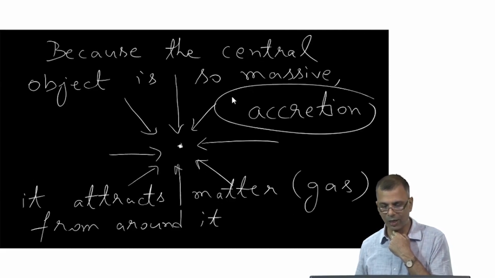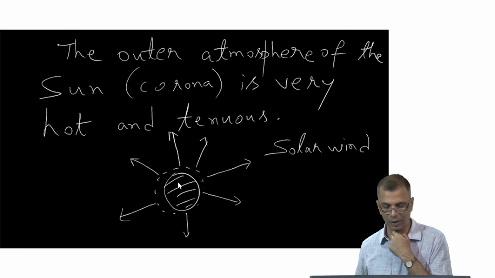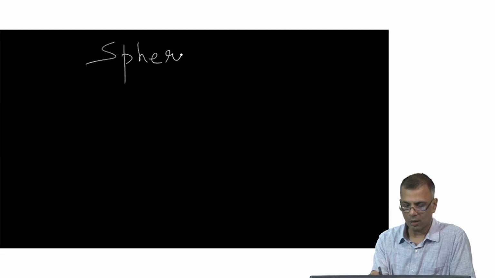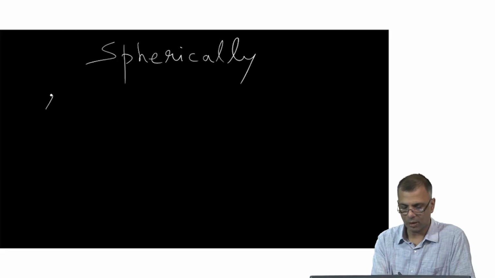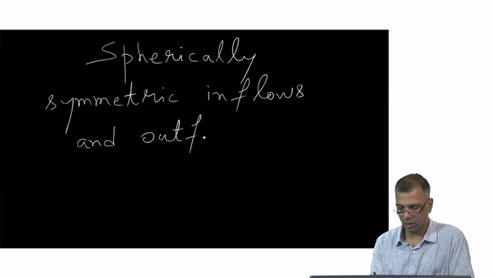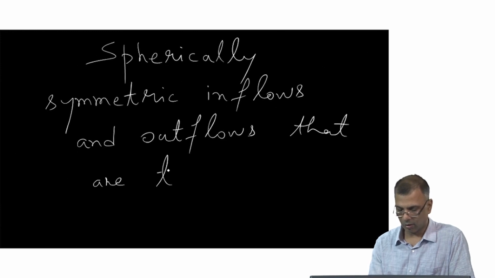Okay, so now by way of cartoons, notice the similarity between this and this cartoon. Here too there's a spherically symmetric inflow, whereas here there's a spherically symmetric outflow. So what we're going to do is study spherically symmetric inflows and outflows. You just reverse the direction of the arrow, one becomes the other, right? So we're going to study spherically symmetric inflows and outflows that are transonic.